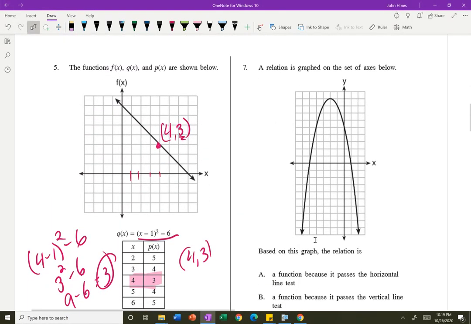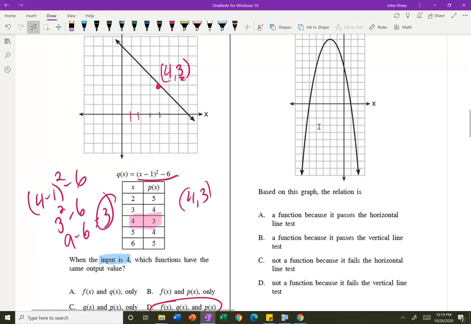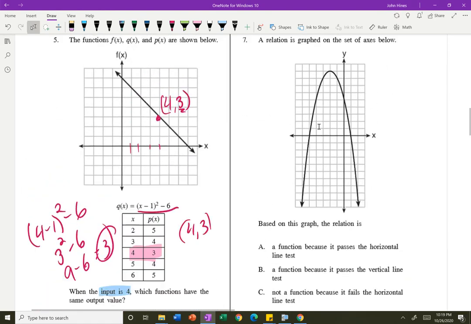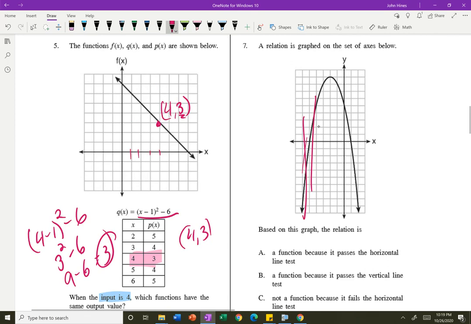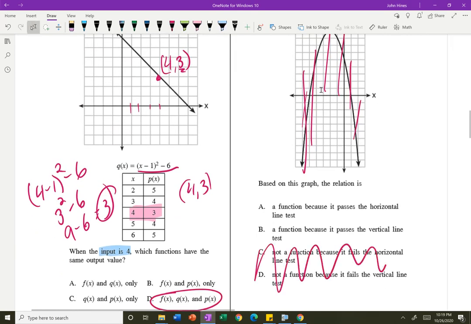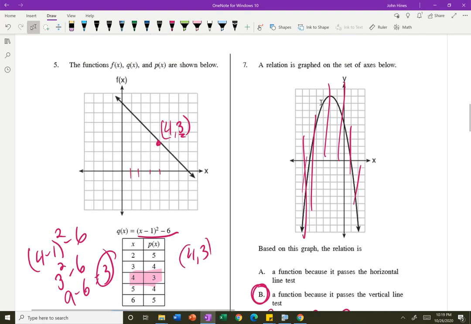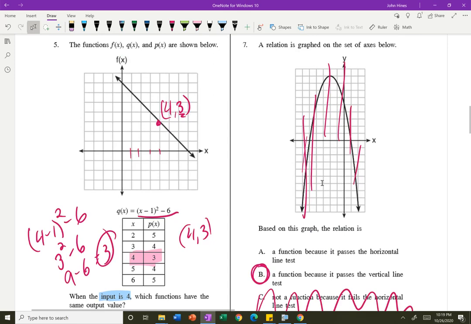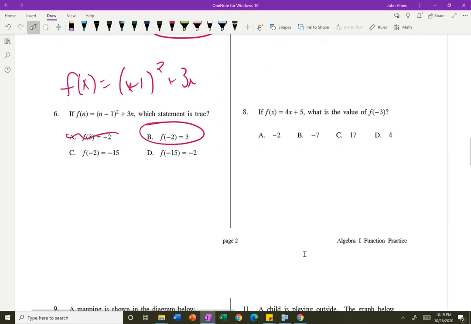Here's a nice parabola that's an upside down U-shape. Is this a function? Well, if I draw vertical lines, I only hit it once. So this is a function because it passes the vertical line test. We use the vertical line test to see if something's a function. Does every x value hit the graph only once?